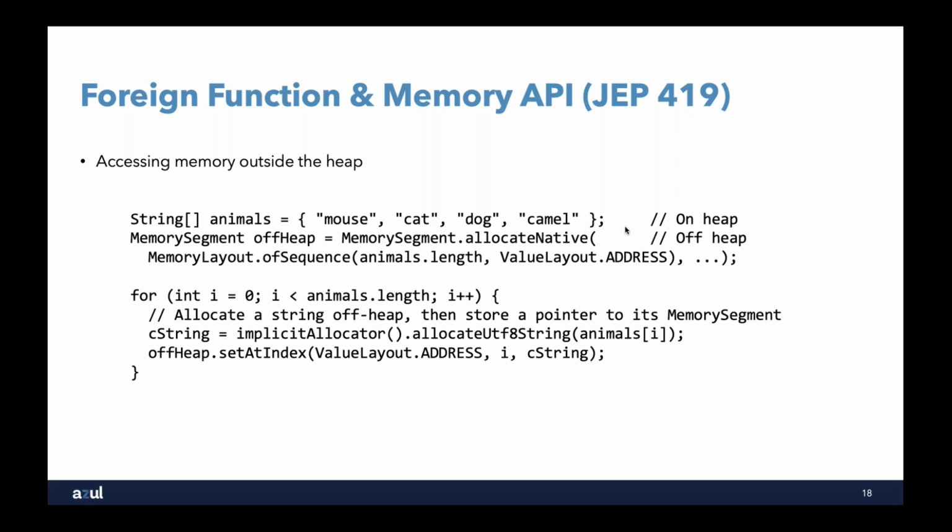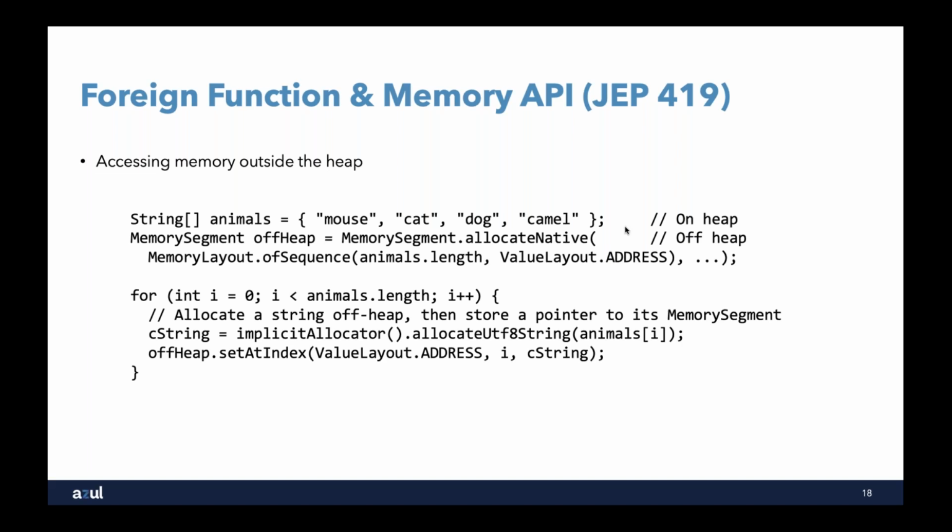It's very logical. What I'm doing here is saying, okay, create an array of strings on the heap by creating an array of strings and populating it with mouse, cat, dog, camel. Then I'm going to allocate some space in native memory off the heap based on that array of strings. So what I'm doing is saying, create me a memory layout from my string array and allocate enough space to be able to store everything.